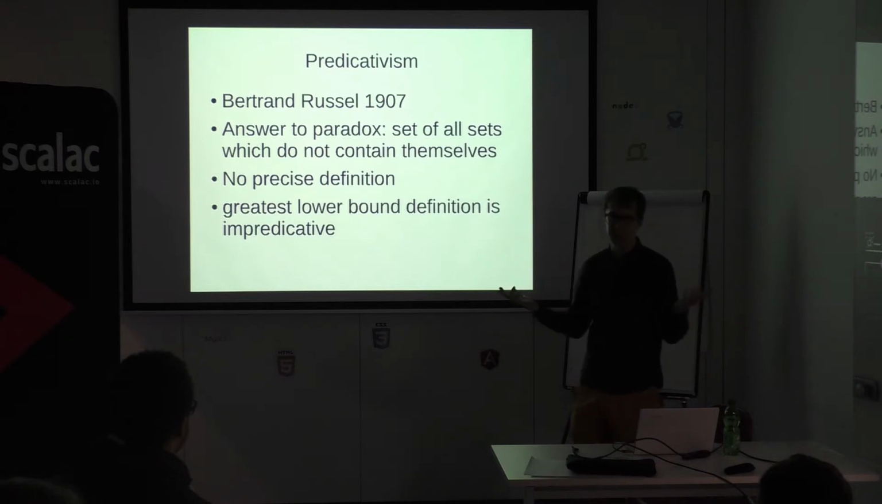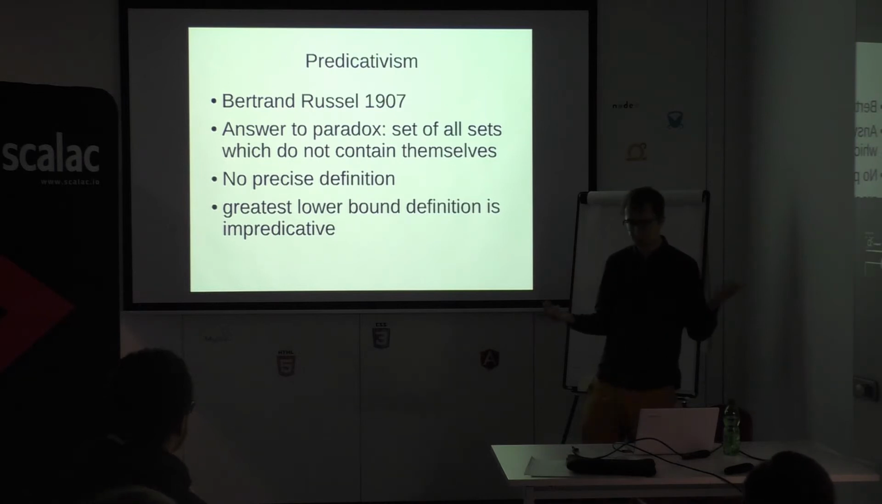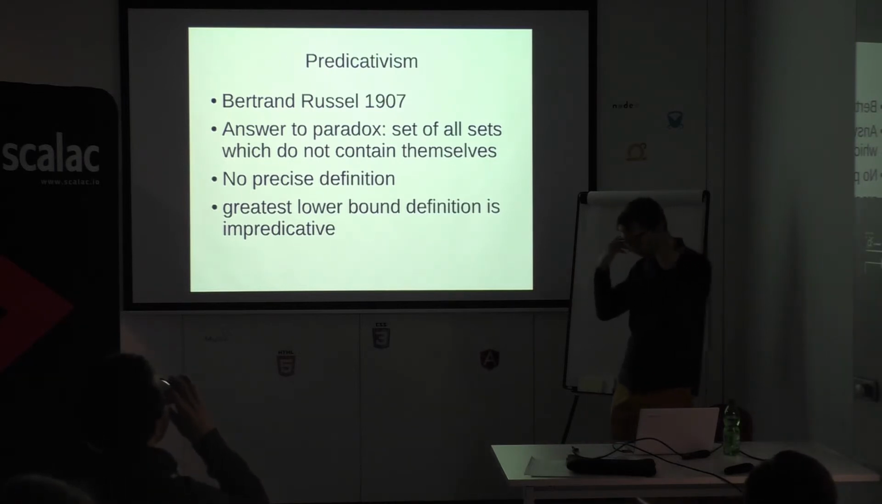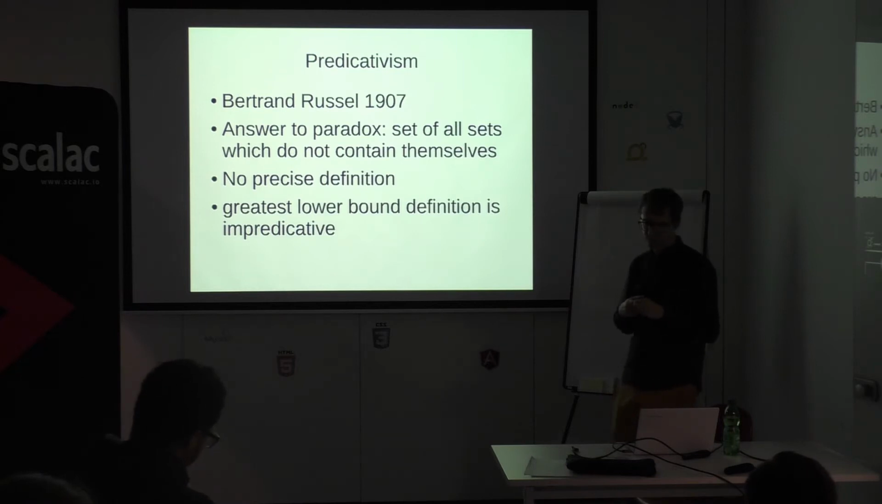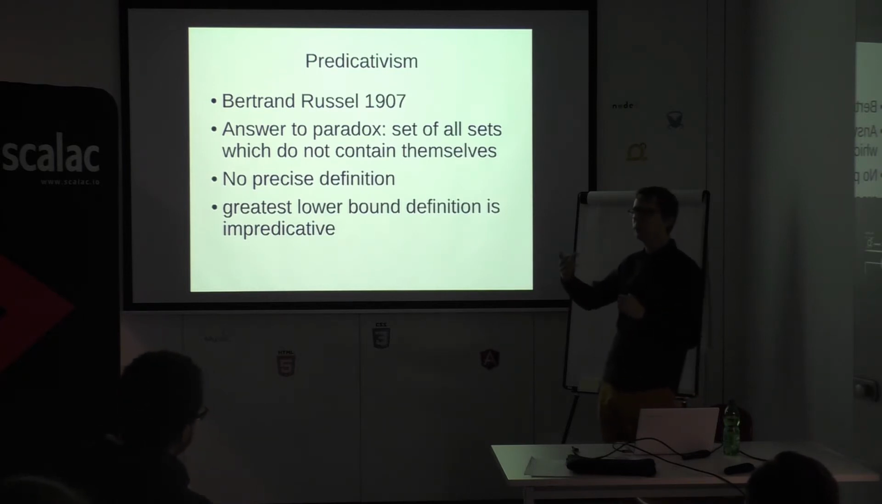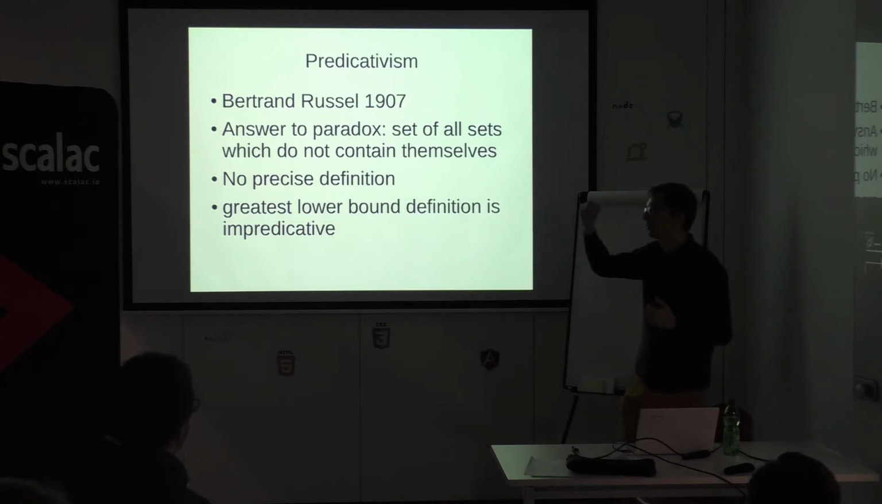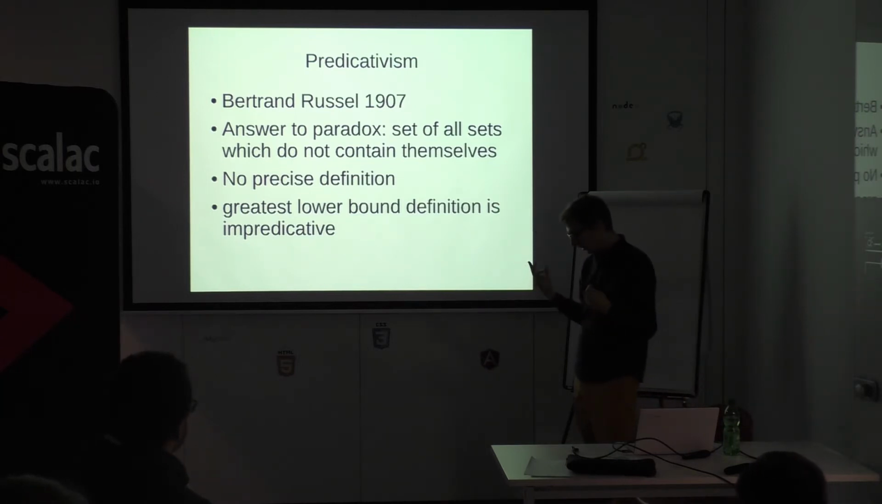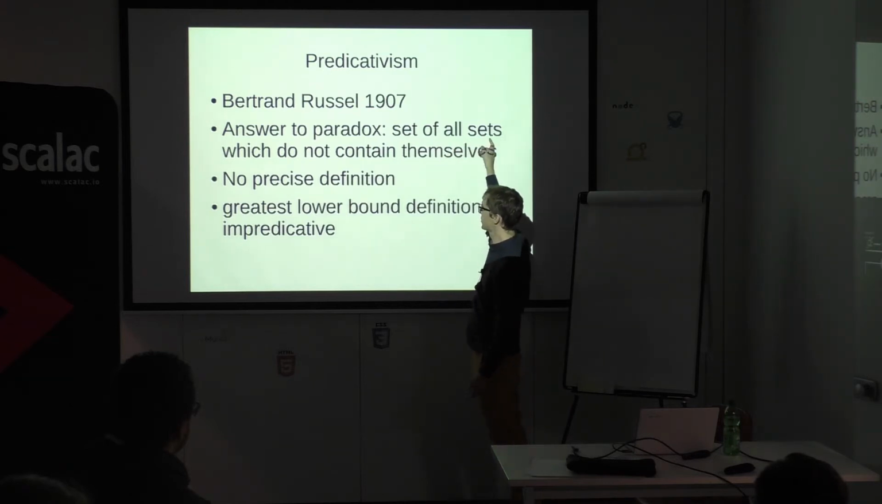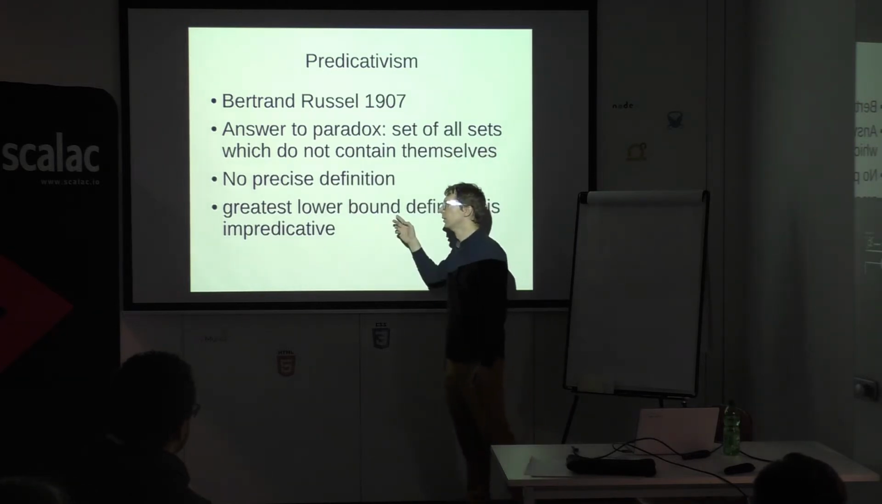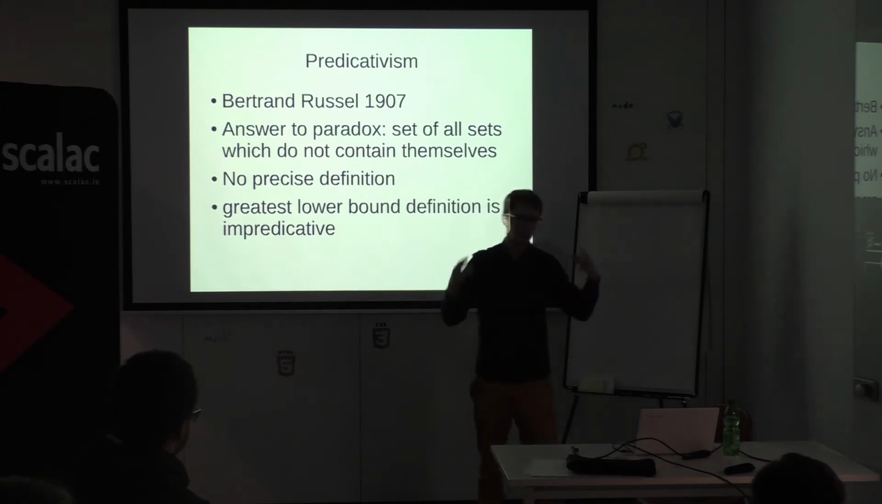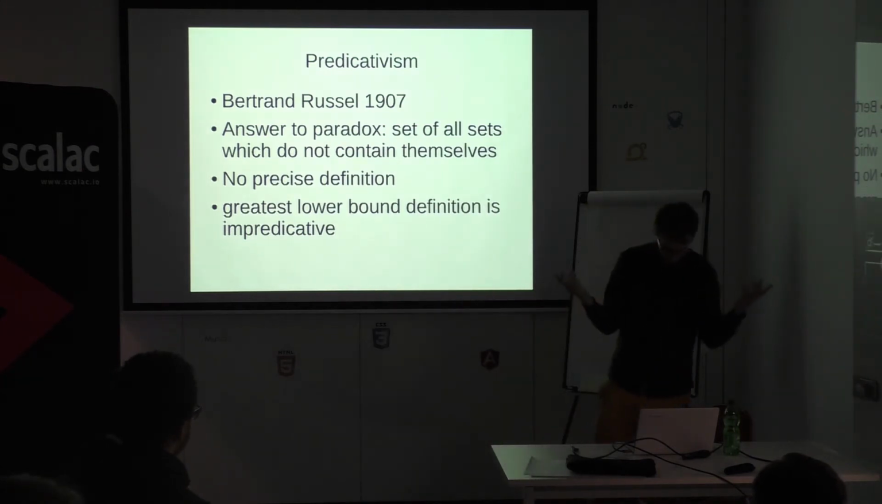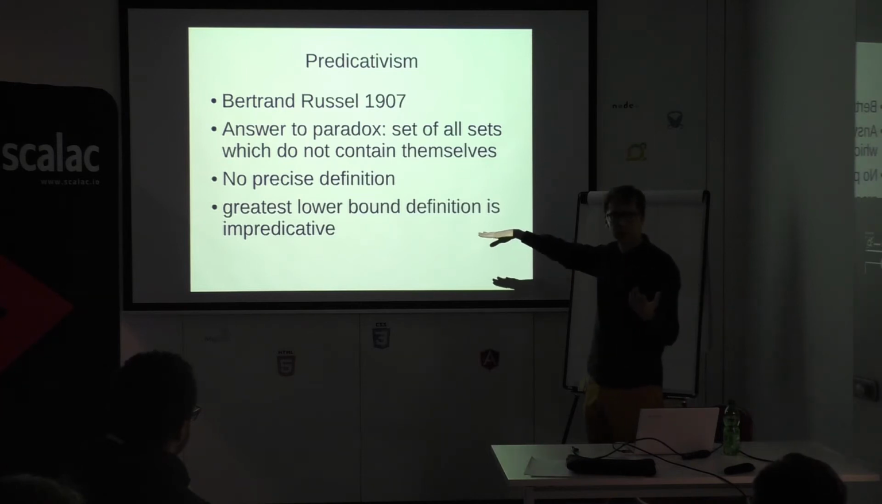There's no precise definition. People disagree on what is predicative and what is impredicative. But the rough idea is that a definition should not iterate or quantify over a set that contains the object being defined. So exactly, the greatest lower bound definition is quantifying over a set that contains the greatest lower bound.